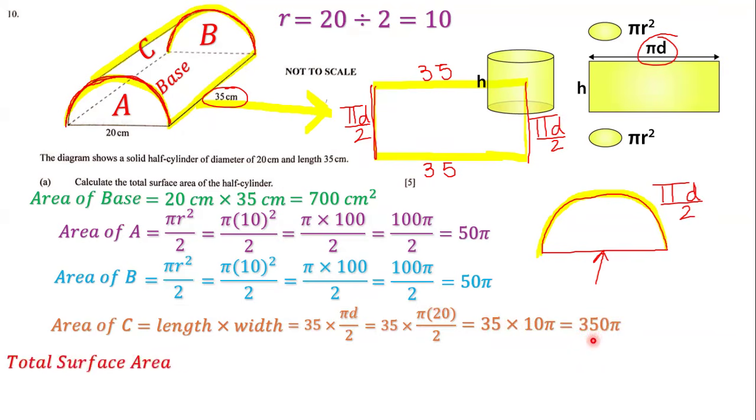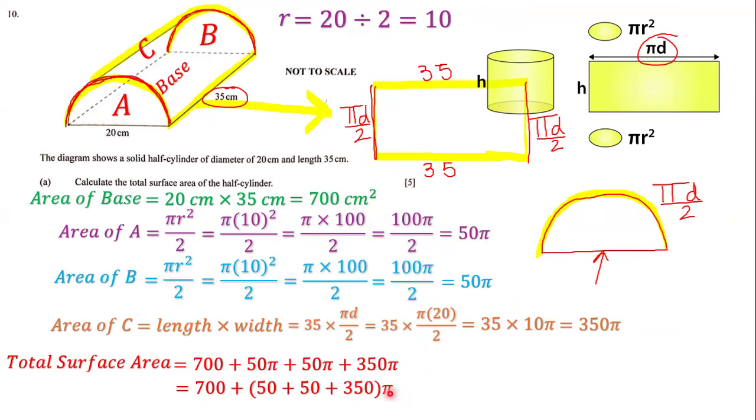And so the total surface area is going to be the area of the base, which is 700, the area of A, which is 50 pi, the area of B, which is 50 pi, and the area of C, which is 350 pi. Next, we notice that all three of these terms have pi in them, so we factor out the pi. We are left with 50 plus 350, and that gives us 450 pi. So 50 pi plus 50 pi plus 350 pi is 450 pi. And we cannot forget the 700. So we have 700 plus 450 pi.